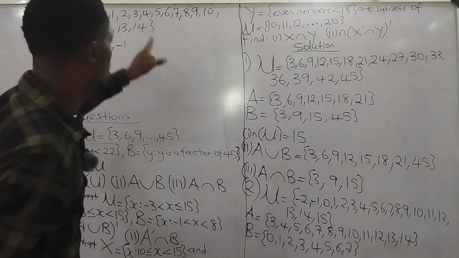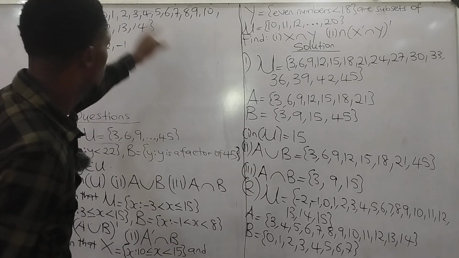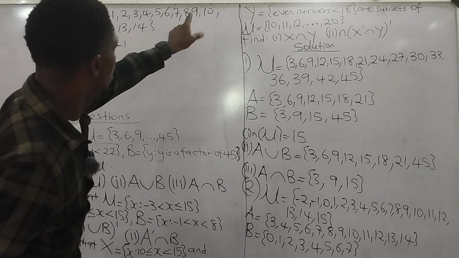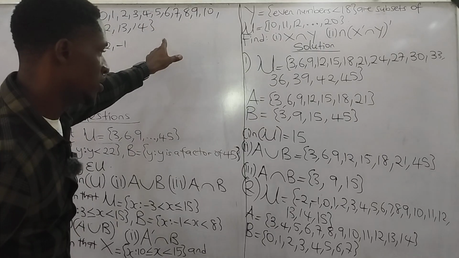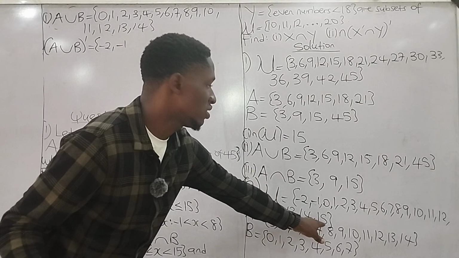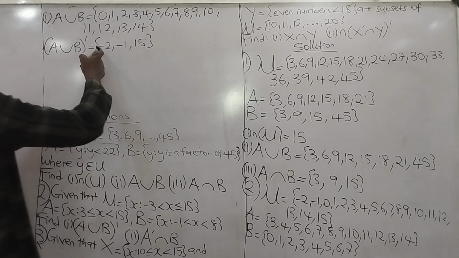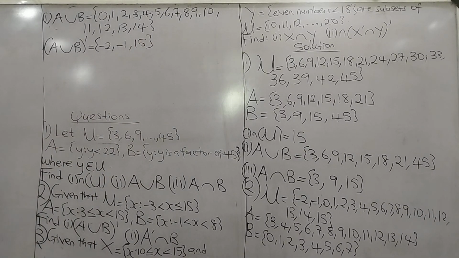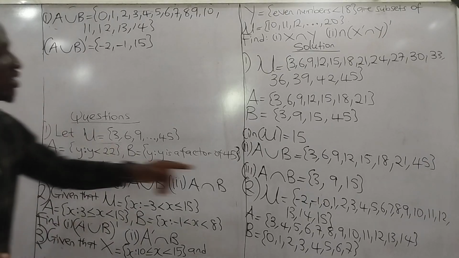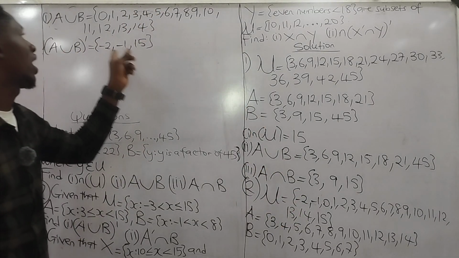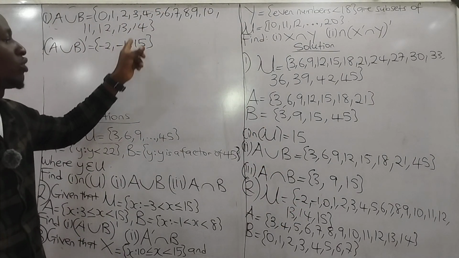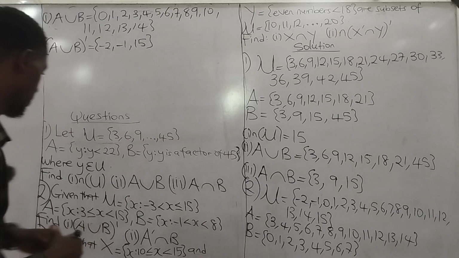0 is here. 1 is here. 2 is here. And so on. Then 14 is here. Then 15 is here, but it's not here. So the answer is minus 2, minus 1, and 15. So the numbers that are in the universal set that are not here are minus 2, minus 1, and 15.